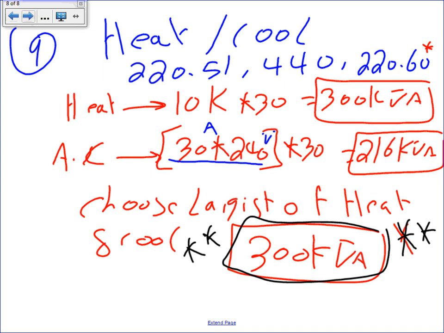Any questions, guys, about this step, heat or cool? You pick the largest of the two. So the 300 kVA is the one we're going to be carrying.